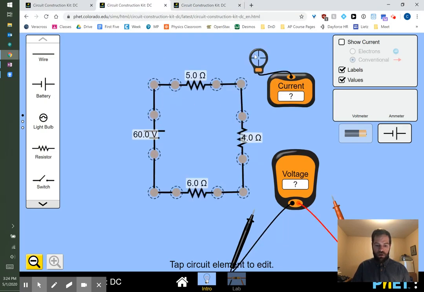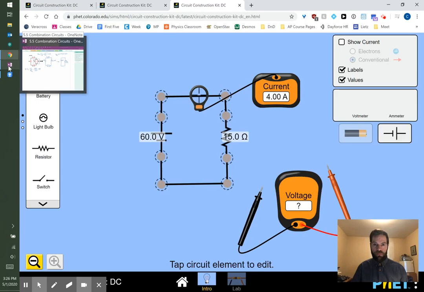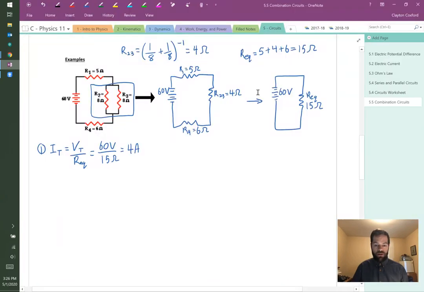Now, is that the same as this circuit here? Well, in fact, yes, because this 60 volt battery is experiencing 5 plus 4 plus 6 ohms of resistance, 15 ohms of resistance. So it's 4 amps of current there, as well as here 4 amps because it's experiencing 5 ohms. And what's equivalent to 4 ohms and 6 ohms here as well.